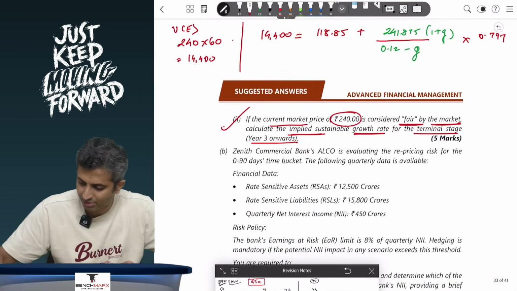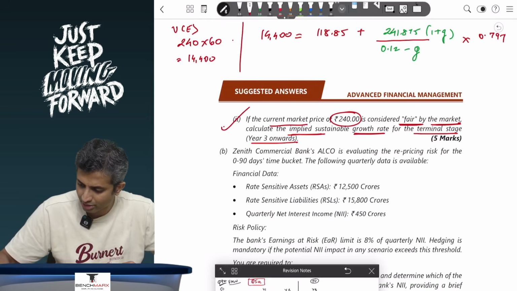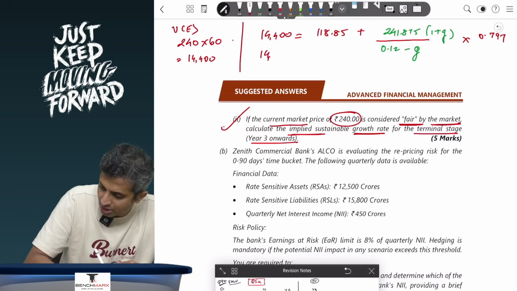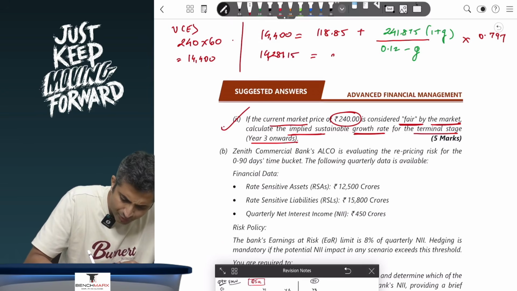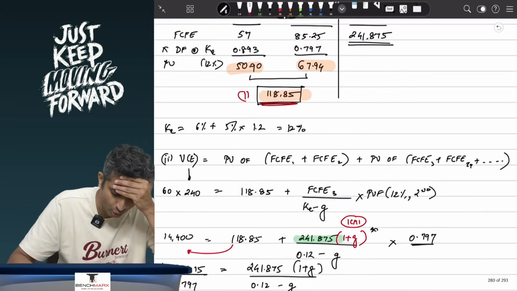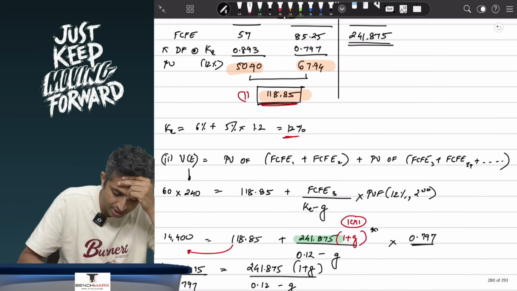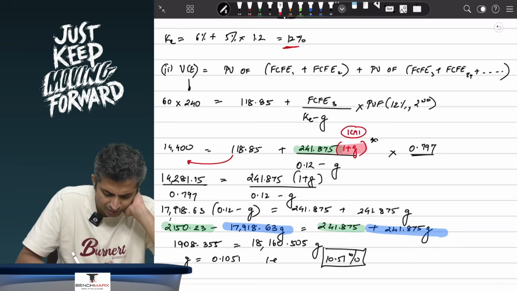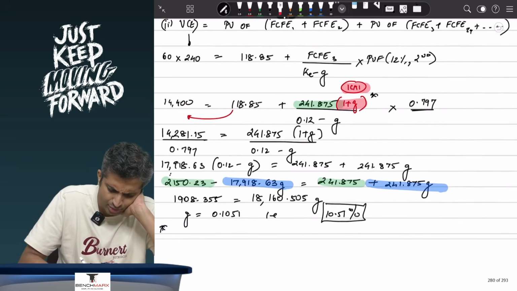Now it is just a mathematical calculation. 14,400 minus 118.85 comes to around 14,281.15 equals, well, you can expand this equation and see. So over here, this is 12%. This is the working that you do, and you get 241.875 into 1 plus G. This is in line with what the ICAI solution is, into 0.797.